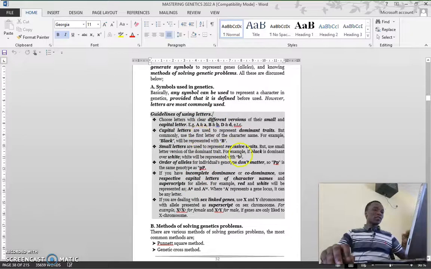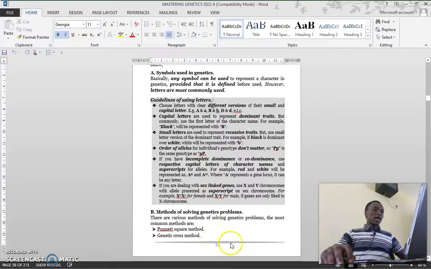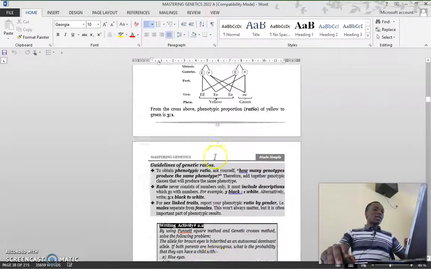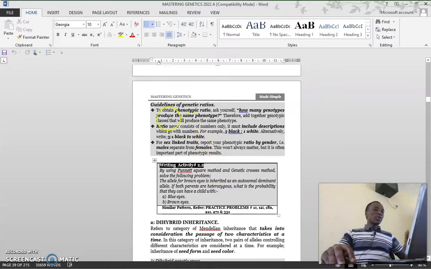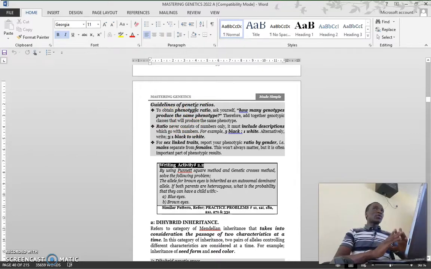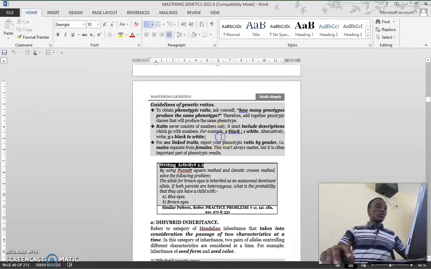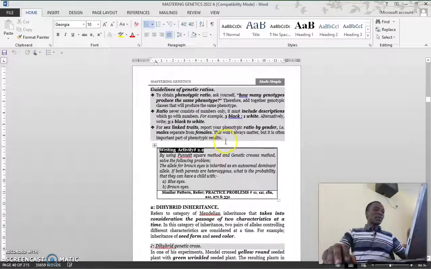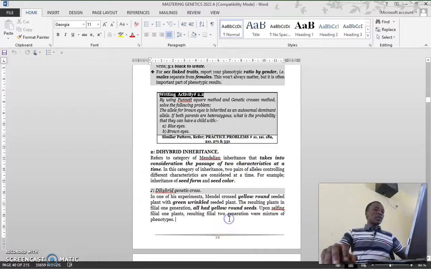So we have key things to consider when you are generating symbols. You will read them on your own, and they are found at page number 32. If you own that book, you will go to page number 32 and find those key guidelines. We also have key guidelines for ratios. When you are presenting genetic ratios, there are guidelines for presenting ratios. You have to read them, because once you have obtained the ratio, it doesn't mean you present it in just any way. No, we have key things to consider. It's very important. You have to read them, found in this book at page number 34.